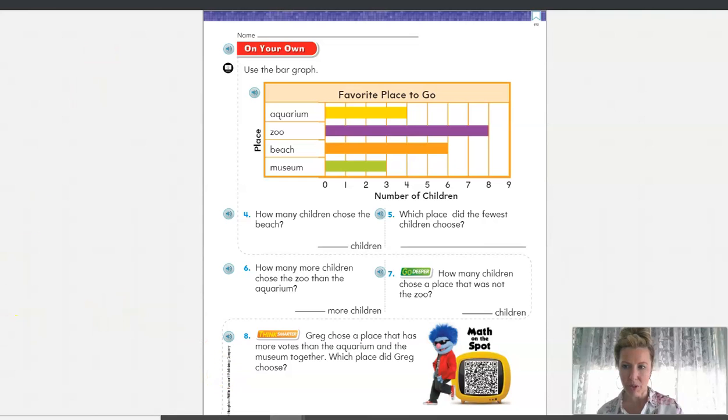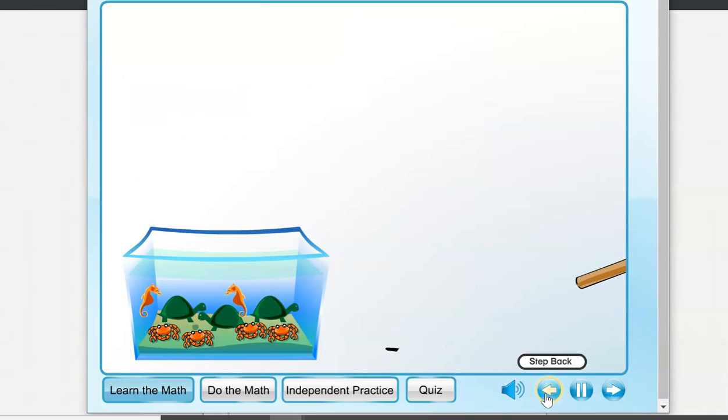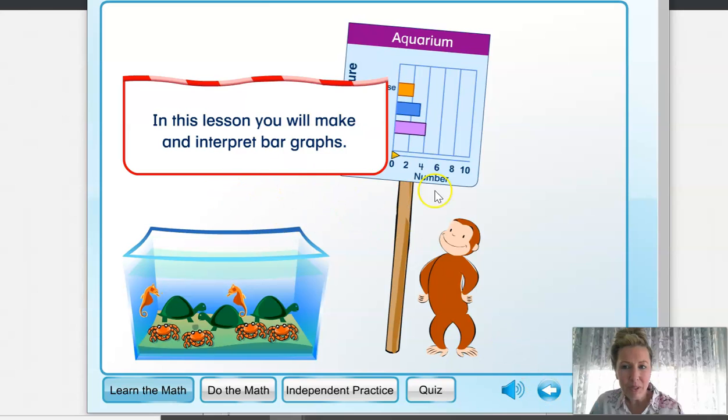Then the next thing you're going to have in your ThinkCentral, you will have animated math models. George is making a bar graph. So you are going to complete your animated math models, making and interpreting bar graphs in your ThinkCentral. Remember, when you have animated math models, sometimes people message me and they're like, I did it and it didn't say turn in. You have to do all of these parts, okay?